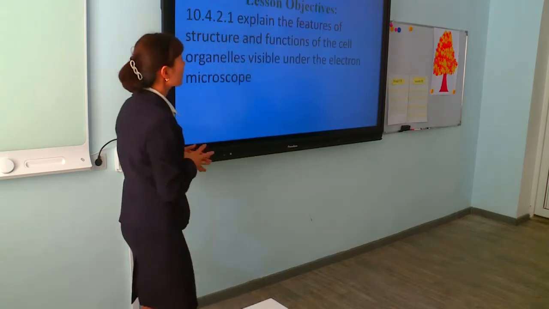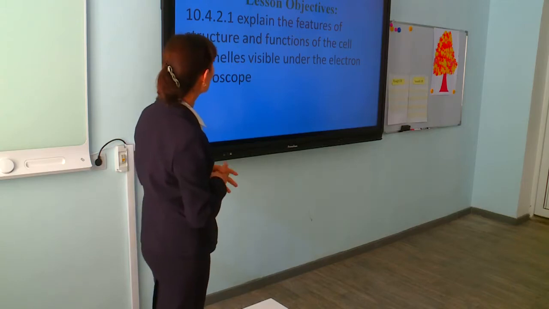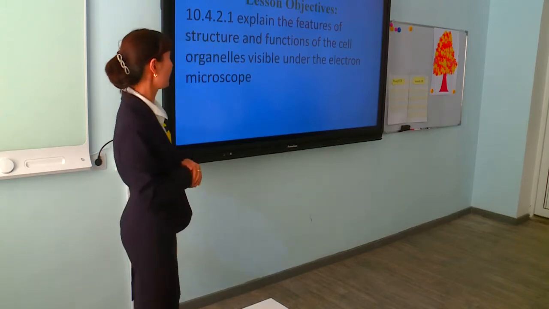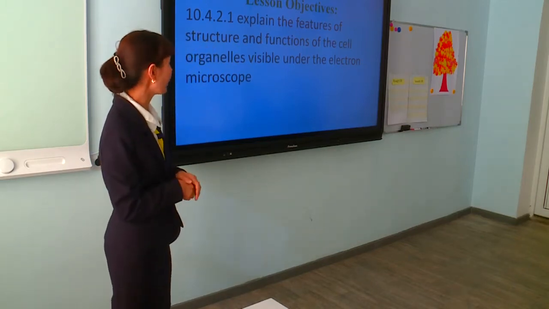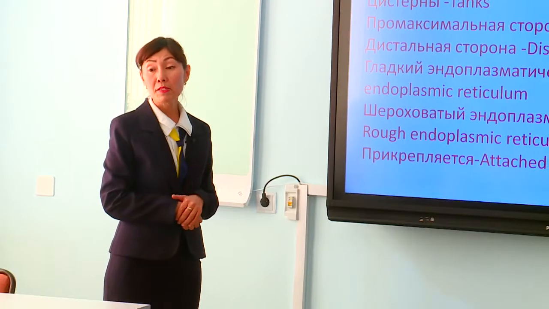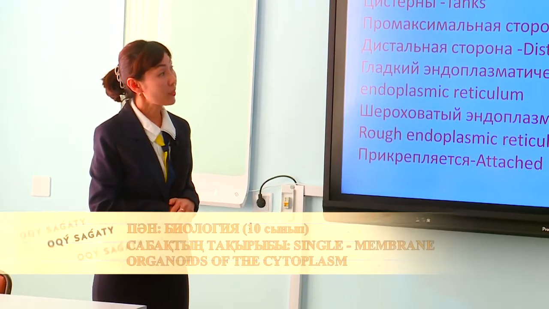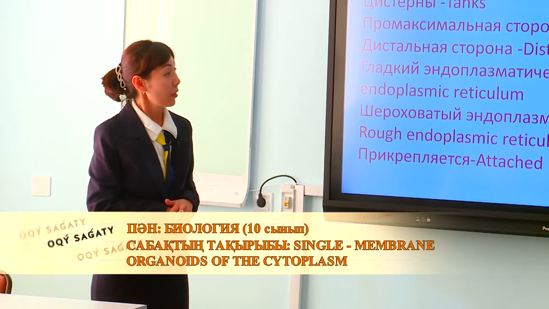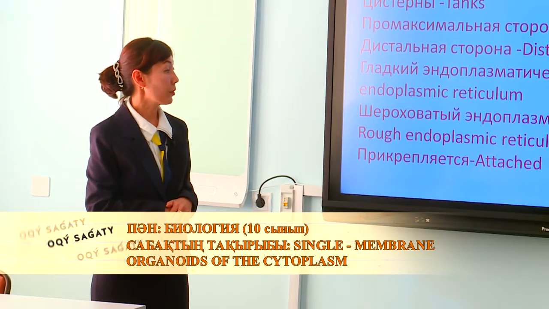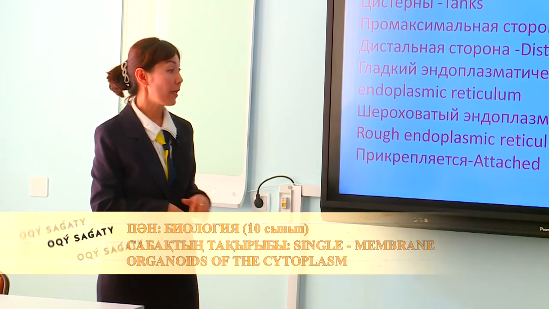Today we have lesson objectives. Explain the features of structure and functions of a cell, organelles visible under the electron microscope. Explain the new terms: tanks, proximal site, distal site, smooth endoplasmic reticulum, rough endoplasmic reticulum, and attached.